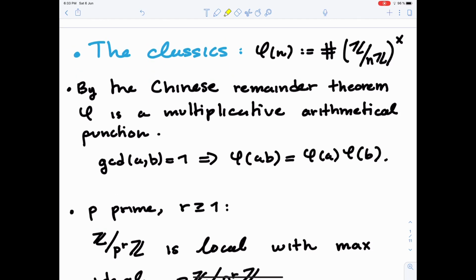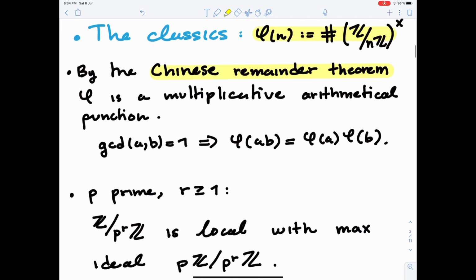The Euler function is defined: phi of n is the size of the group of units mod n. It is also the number of positive integers not exceeding n which are relatively prime to n. And the Chinese remainder theorem and the fact that taking units behaves well with respect to finite products implies that phi is a multiplicative function, meaning that if I have a and b relatively prime, then phi of ab is the same as phi of a times phi of b.